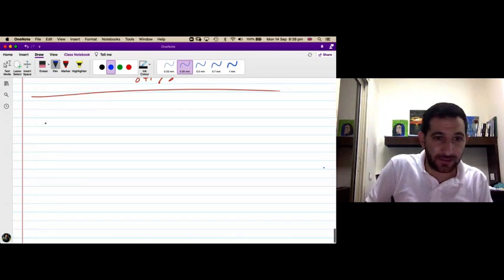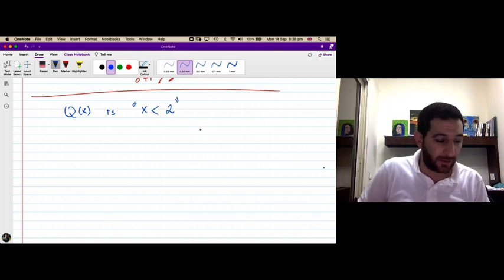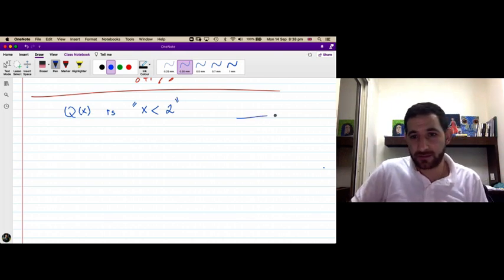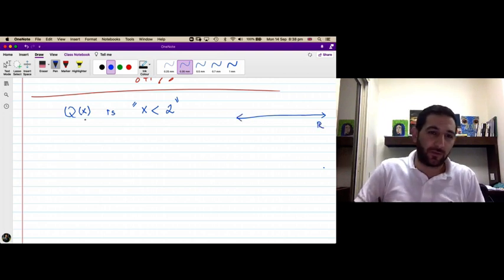Okay, now let's look at the predicate Q of x. Q of x is the statement x is strictly less than 2. Again, the domain is the set of all real numbers. We can represent it by the real number line. Now, again, what is Q of x?